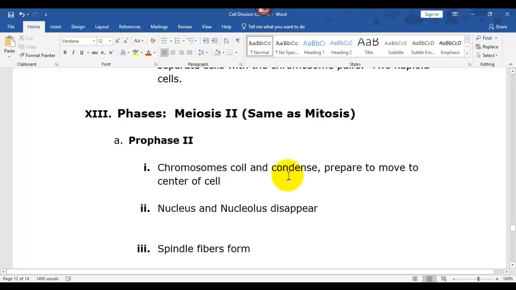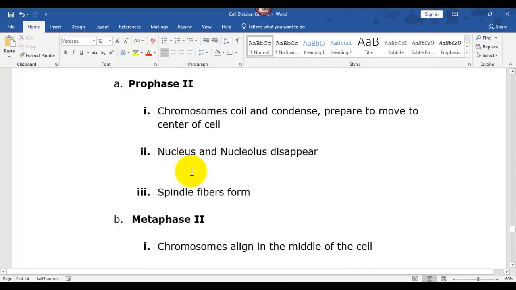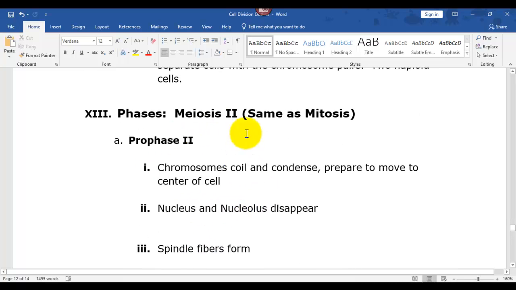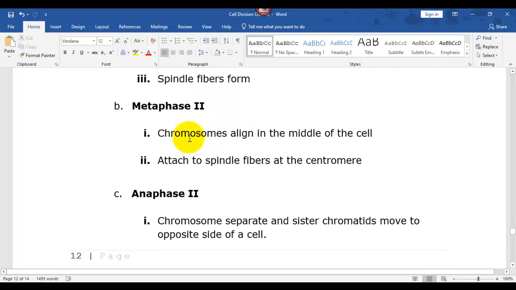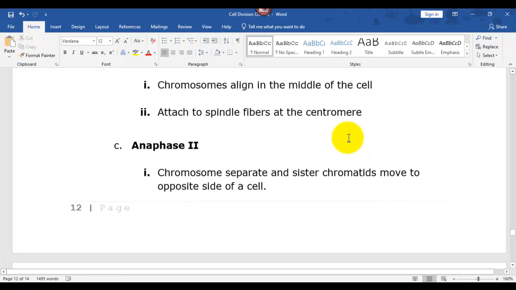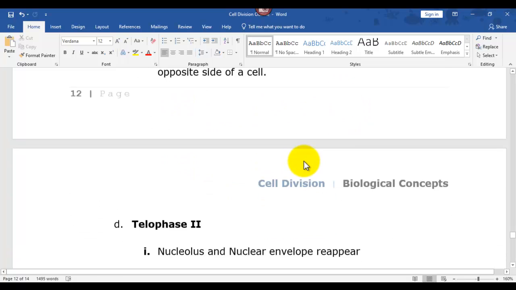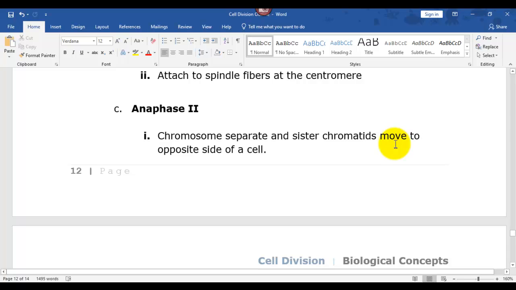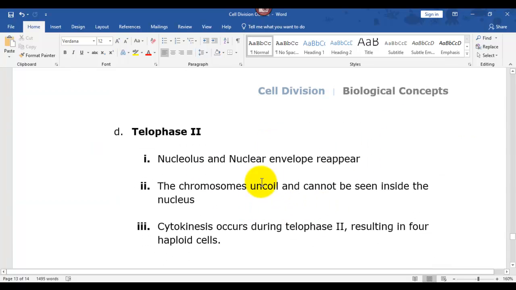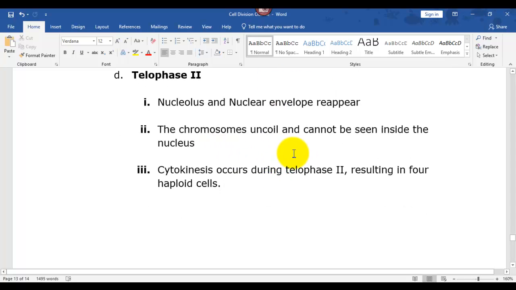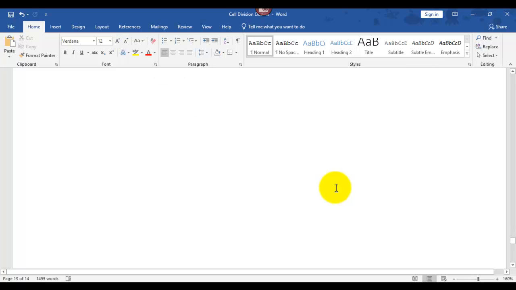So chromosomes coil and condense. The nucleus and nucleolus disappear. Spindle fibers form, just like with mitosis. They align in the middle of the cell. Anaphase 2, they are pulled to opposite ends. And then telophase 2, the nucleus and nuclear envelope reappear. The chromosomes uncoil, and now you have 4 haploid cells.